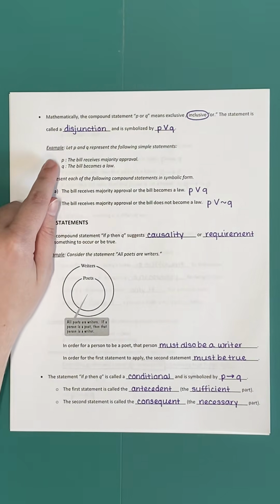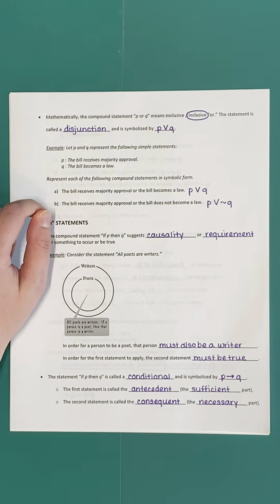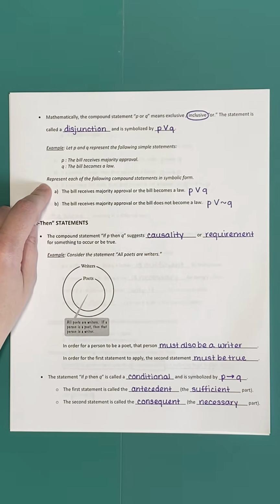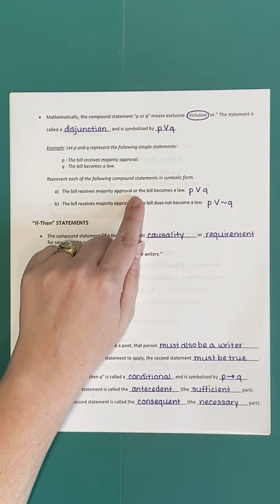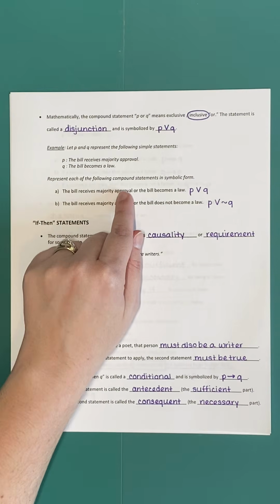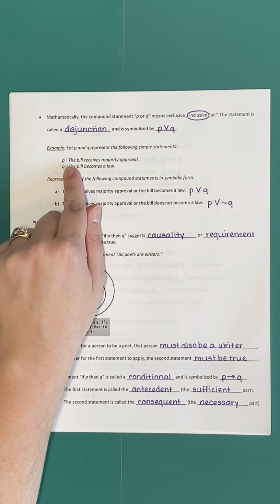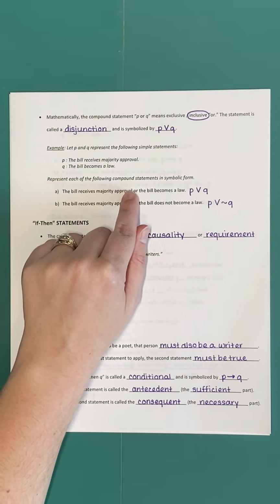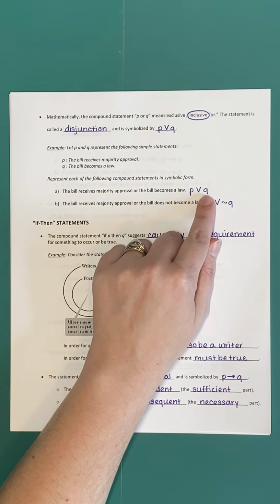So let's do a little bit more symbolic translation. P is the bill receives majority approval, Q is the bill becomes a law. And we want to write these compound statements in symbolic form. The bill receives majority approval, or the bill becomes a law. So here's our connective. That's what's joining the two individual ideas, the simple statements, together. And then we have the bill receives majority approval, which is P, and the bill becomes a law, which is Q. So we have P or Q, which is going to be P disjunction Q.